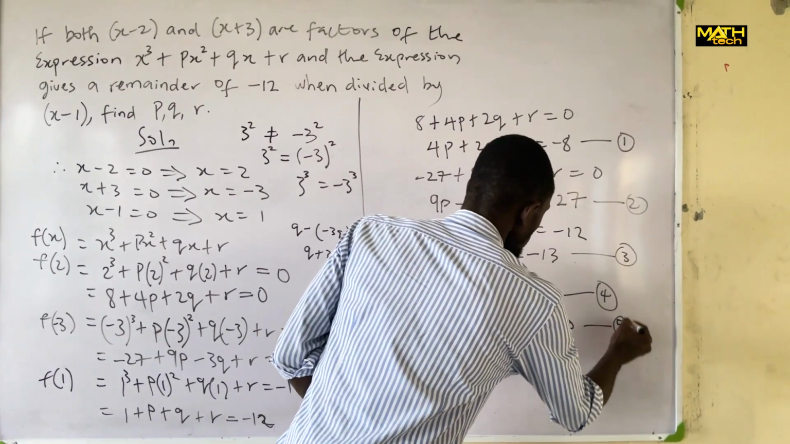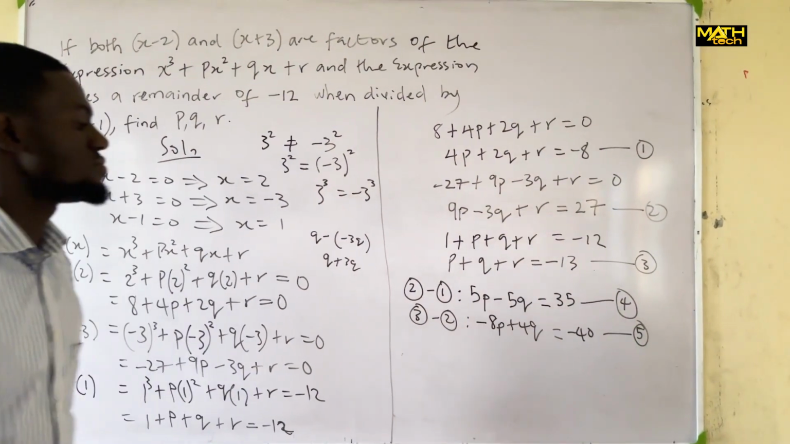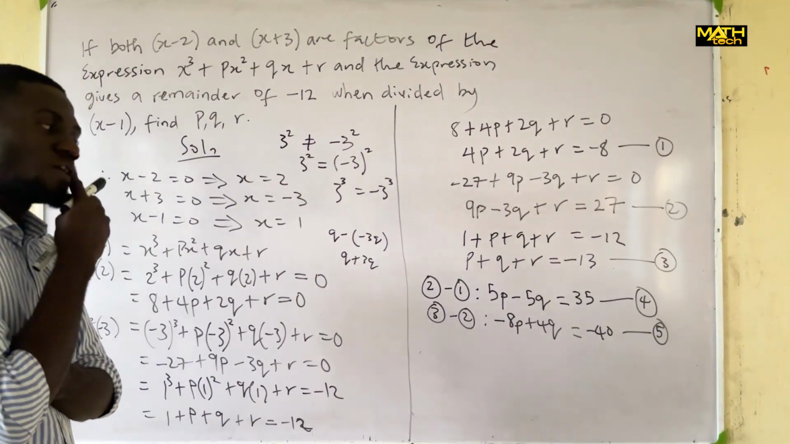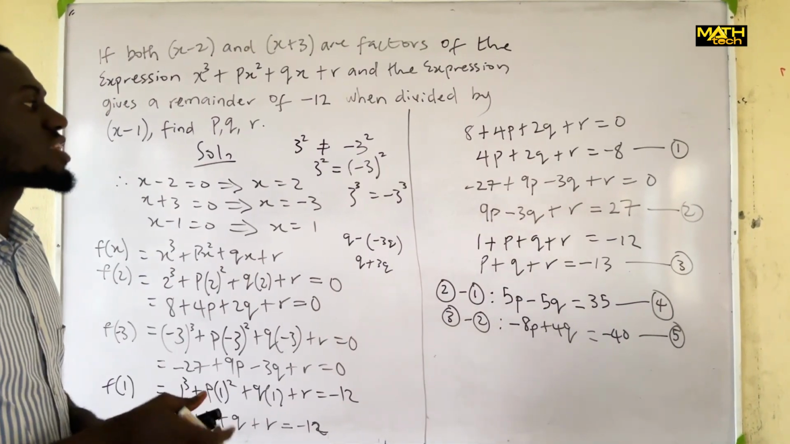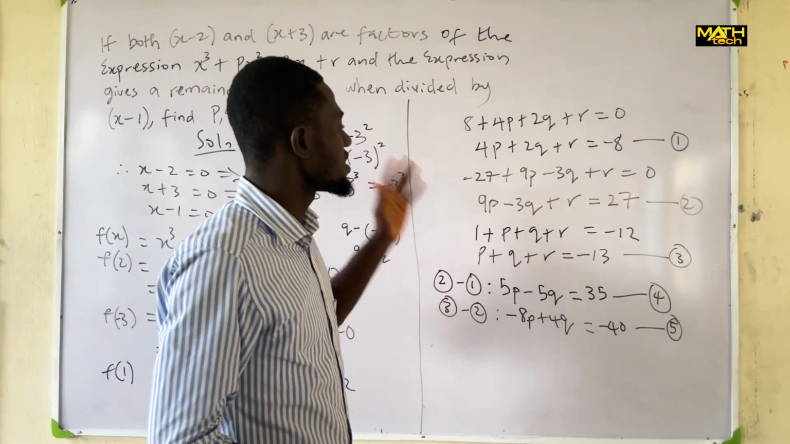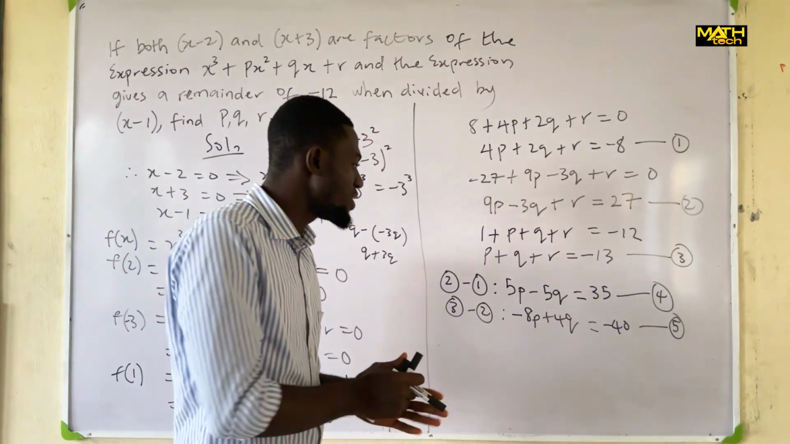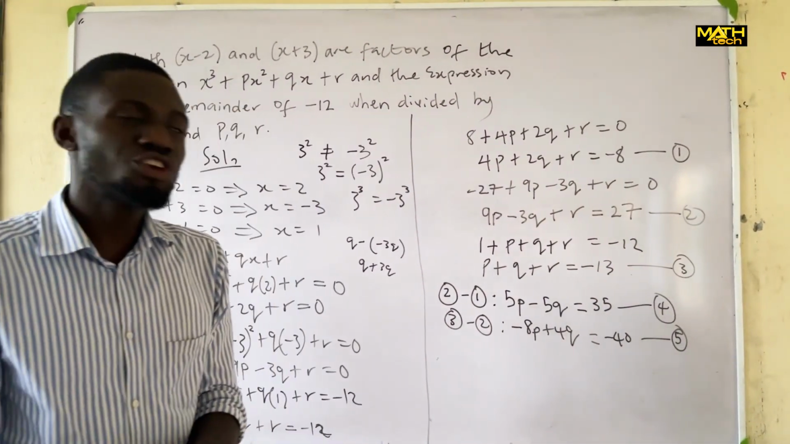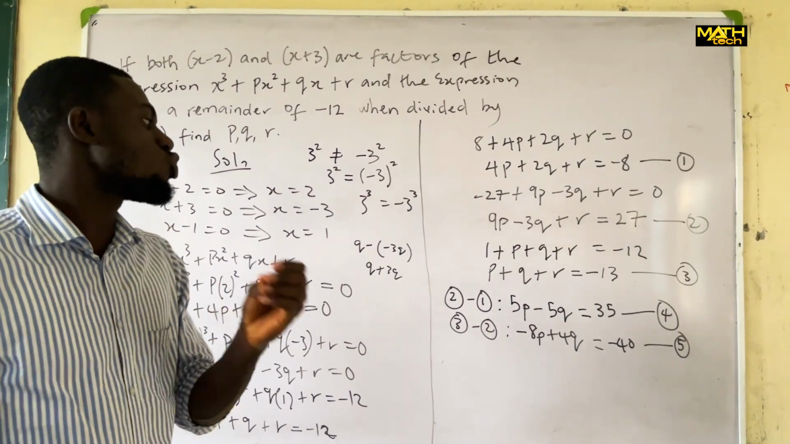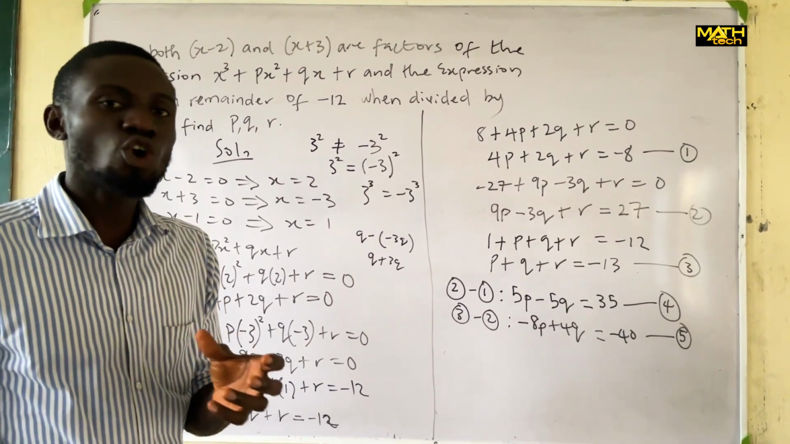And we call this equation 5. Now after doing this, I won't tell you to go back to your equations 1, 2, and 3. Now focus on your equations 4 and 5 and see how you can get either the value of p or the value of q. Now this brings us to our elimination method.